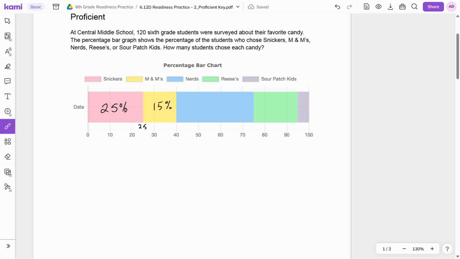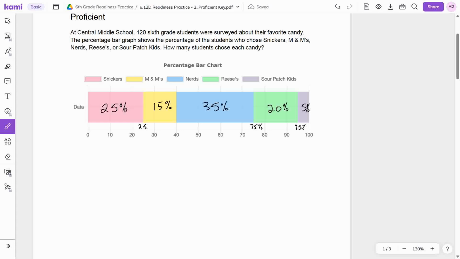From 40 up to this looks like 75%. It's going to be the blue, which is the Nerds, so 40 to 75 is 35. Reese's goes from 35 to 95, and so that's going to be 20. And then it looks like 95 to 100 is Sour Patch Kids, only 5%. So those are my percentages.